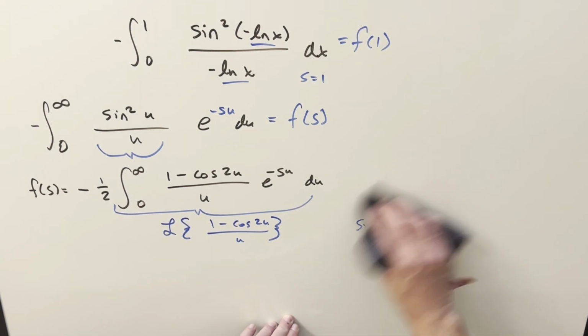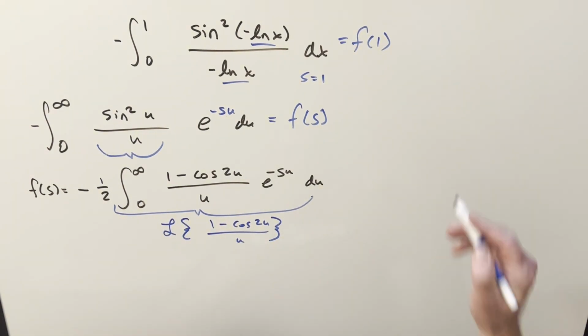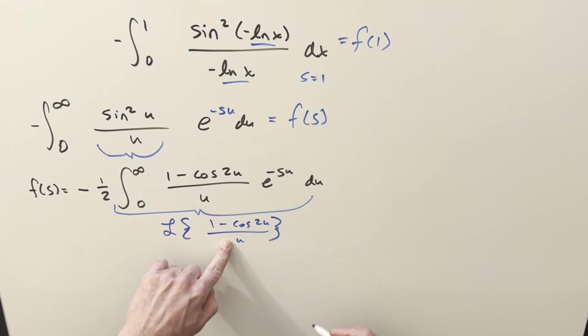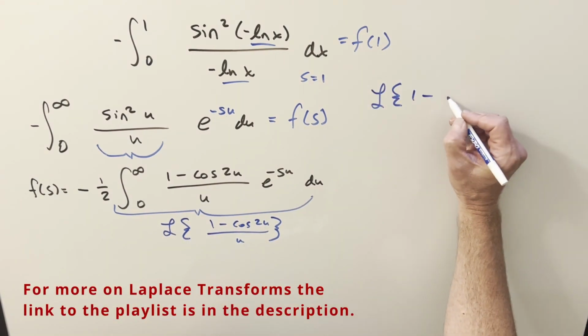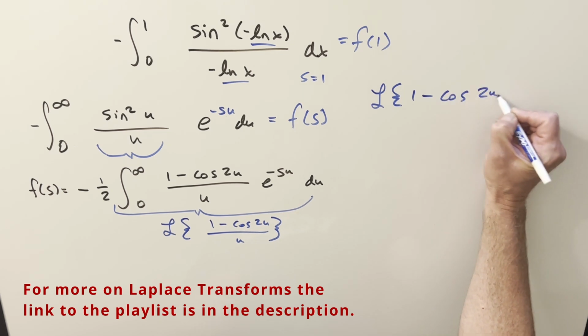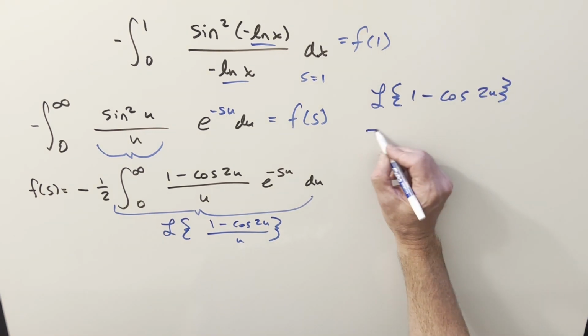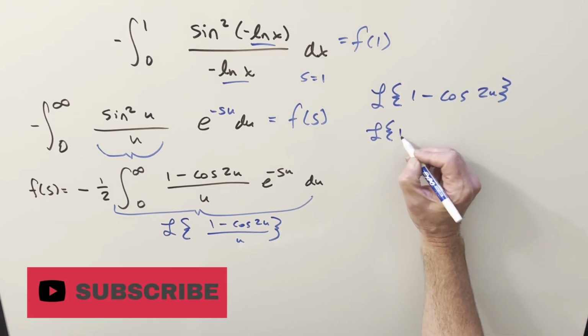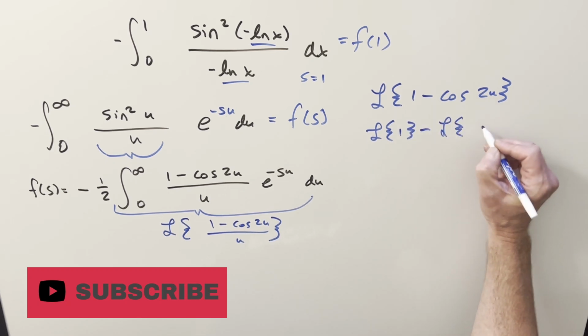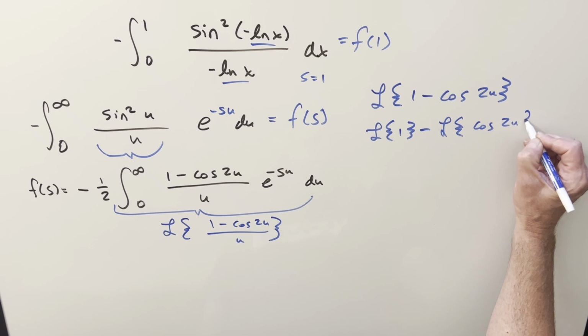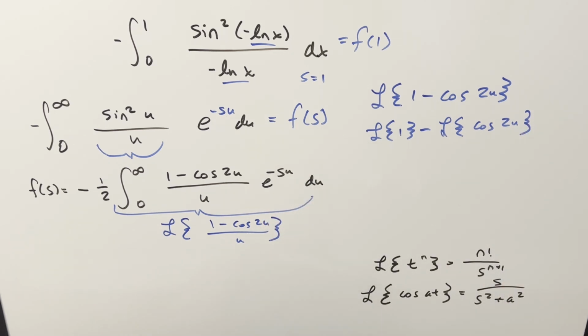What we're going to need first, before we take this whole Laplace transform, is just the numerator, because we have a formula for this that we'll see in a second. I just want to take the Laplace transform of 1 minus cosine of 2u. I can break this up into two Laplace transforms: the Laplace of 1 minus the Laplace of cosine 2u. For each of these, we've got formulas we can use.